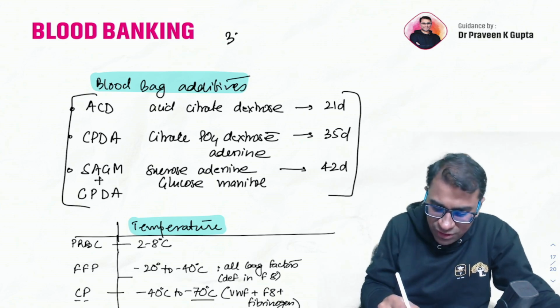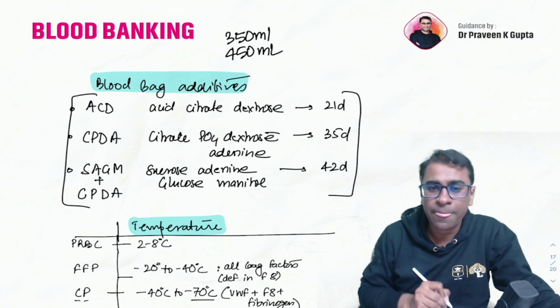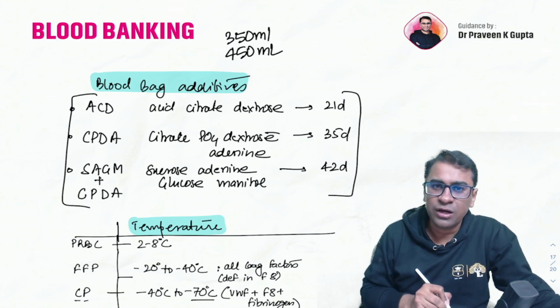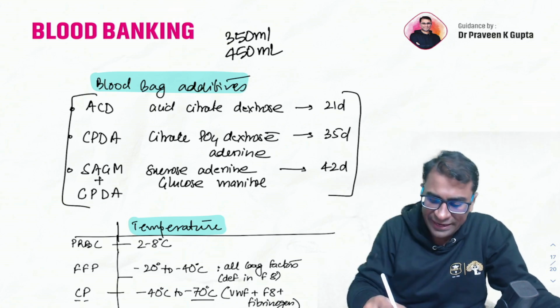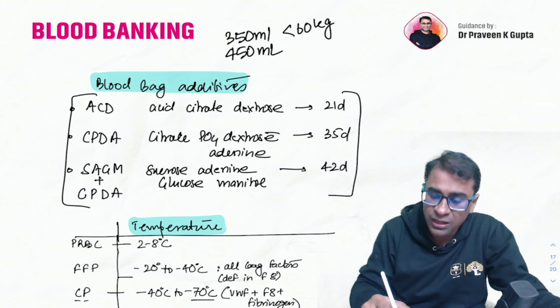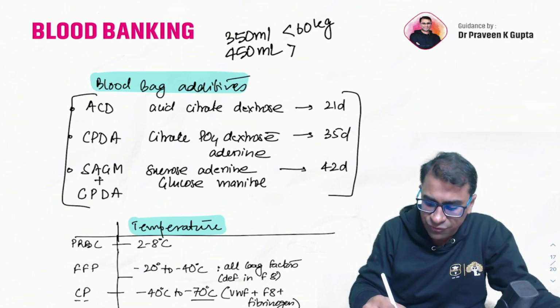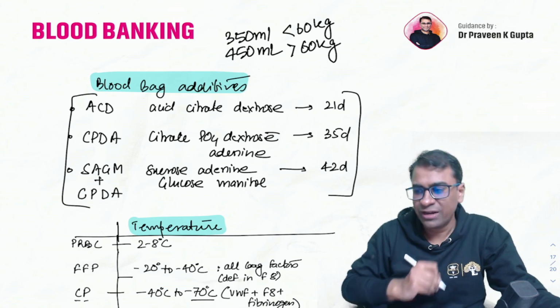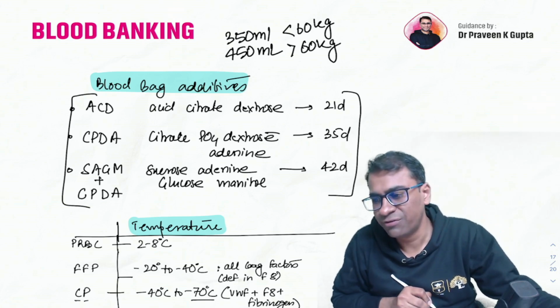Well, we take 350 ml or 450 ml of blood. We take 350 ml from those whose weight is less than 60 kg. But for anyone whose weight is more than 60 kg, we take 450 ml of blood.